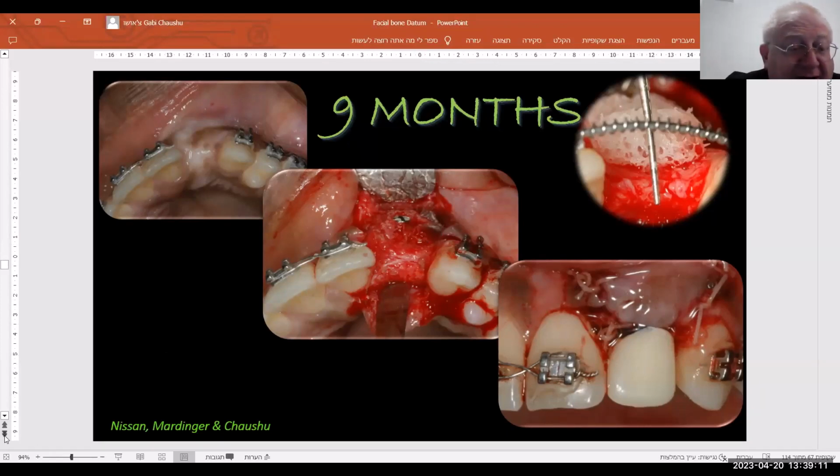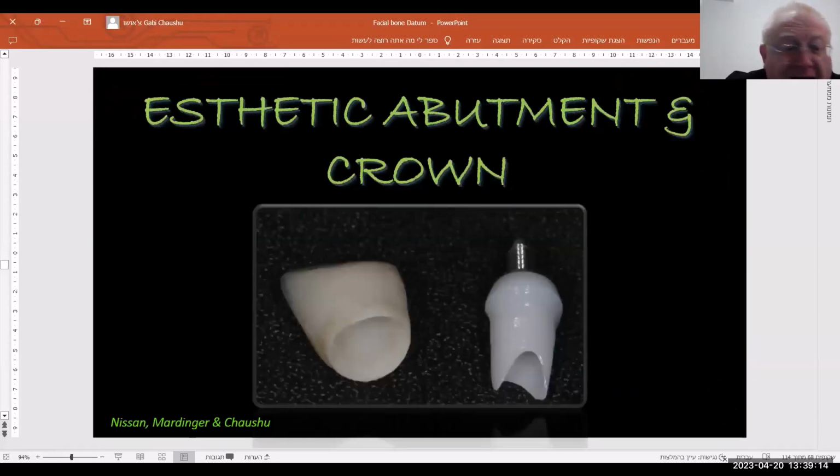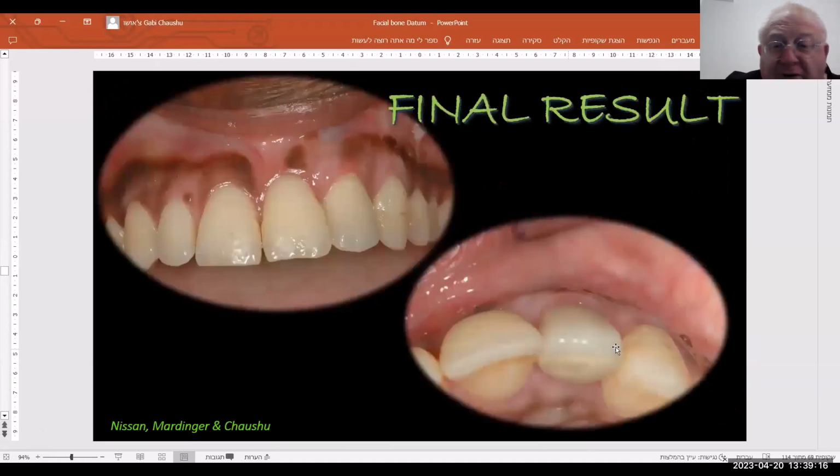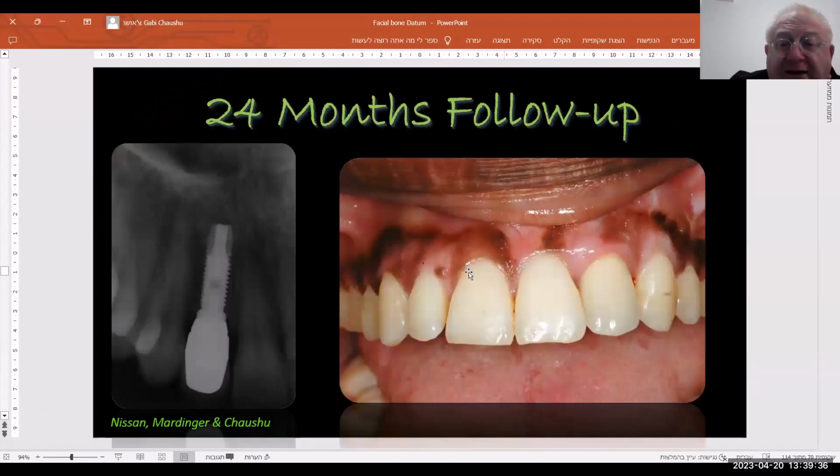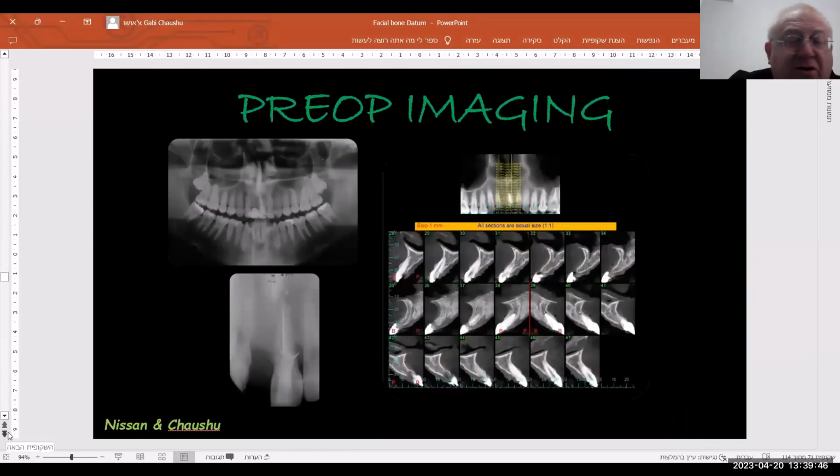Again, here, immediate aesthetic restoration and aesthetic abutment with crown. And look at the final result. Look here at the buccal bone. We have a very nice bone volume. If you compare this lateral to this lateral, I think that if you did not know in advance that this lateral was missing, it would be very difficult to differentiate between the two. And again, stability 24 months after. We have a little bit of gingivitis here, but again, it's a stable result.